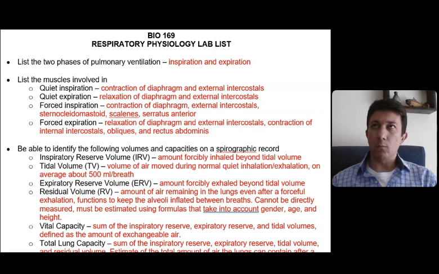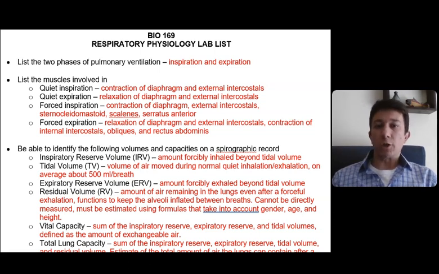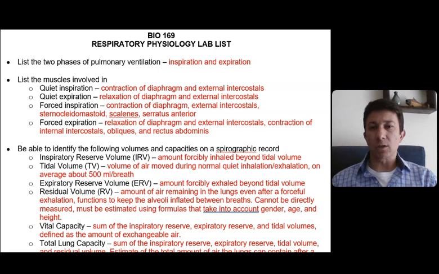And so that's how the increase in volume creates a pressure change that's going to help to draw air into the lungs towards the alveoli where gas exchange can take place between the air in the alveoli and the blood that's in the capillaries that are surrounding those alveoli.